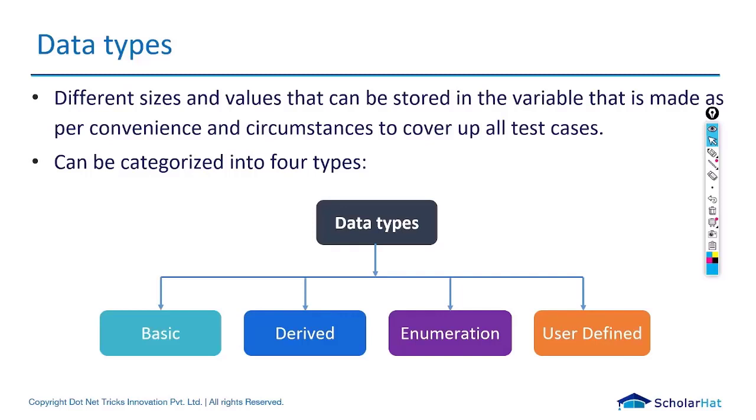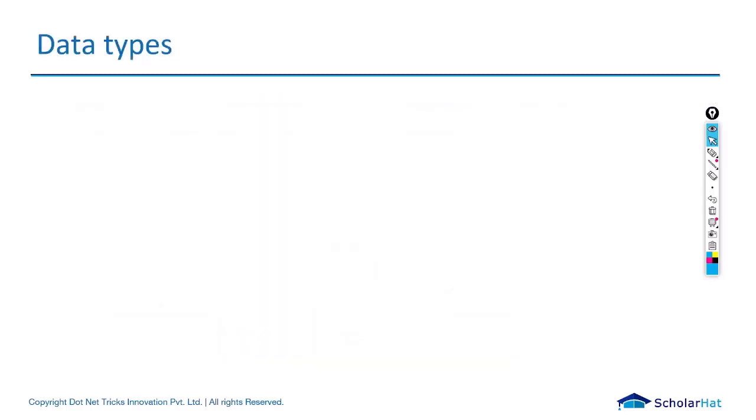And we have defined all the data types in 4 types. First is basic, then derived, enumerations, user defined data type. So we'll see one by one what these things are.